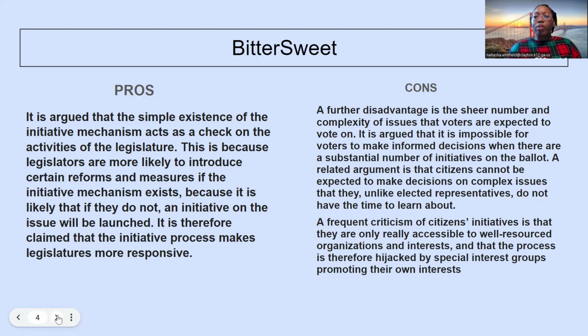Another one is a frequent criticism of citizens' initiatives: that they are only really accessible to well-resourced organizations and interests, and that the process is therefore hijacked by special interest groups promoting their own interests.